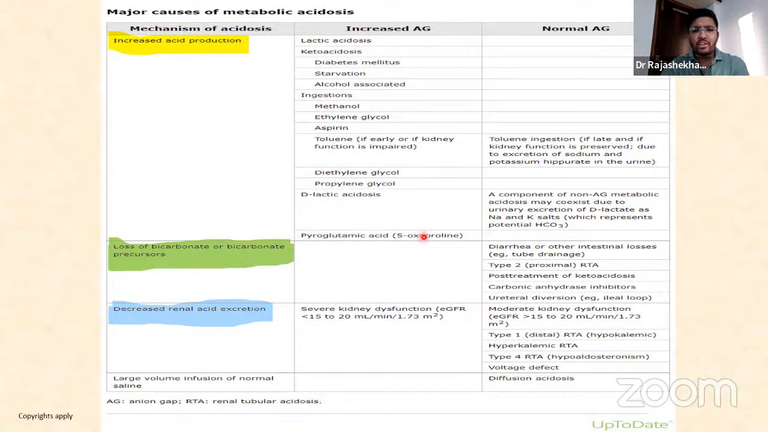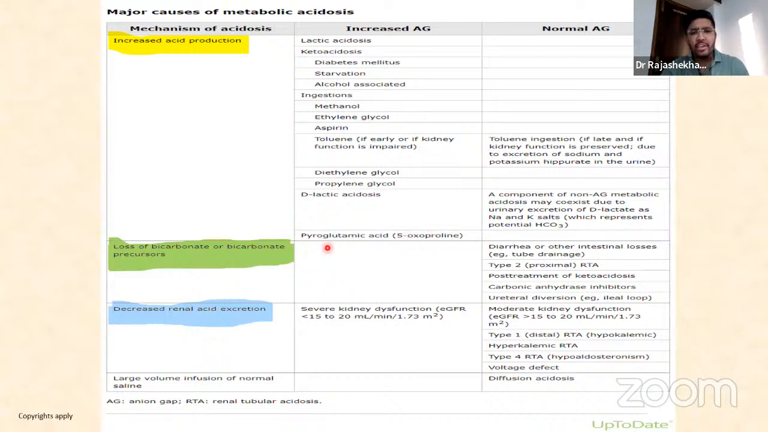And again, pyroglutamic acid or 5-oxoproline. This is a potential question. I think it has not been asked so far, but it is definitely a potential question because it is an end product of paracetamol metabolism. Acetaminophen is usually converted into pyroglutamic acid in our body. We know that acute paracetamol overdose is life-threatening and can cause fulminant hepatic failure, whereas with chronic abuse of paracetamol, the patient can have pyroglutamic acid toxicity and metabolic acidosis.